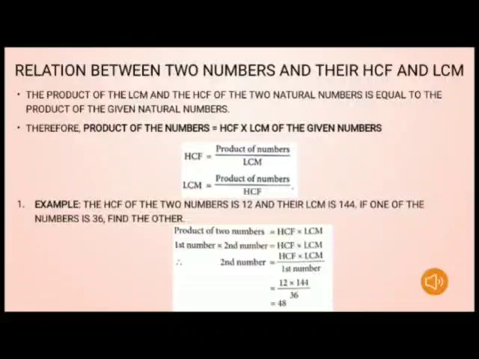Now let us understand this by an example. The HCF of two numbers is 12 and their LCM is 144. If one of the numbers is 36, find the other. So what will you do? Product of two numbers equals HCF multiply LCM. First number multiply second number equals HCF multiply LCM. As you can see, we have the HCF, LCM and first number. So to find the second number, we will write HCF multiply LCM divided by first number. That will be 12 multiply 144 divided by 36. The answer we get for the second number is 48.